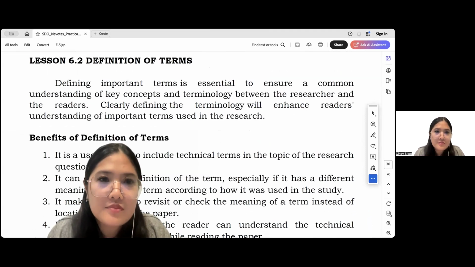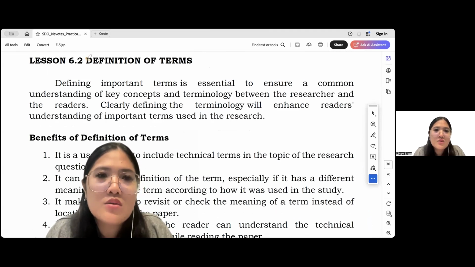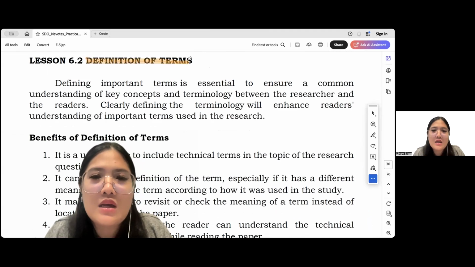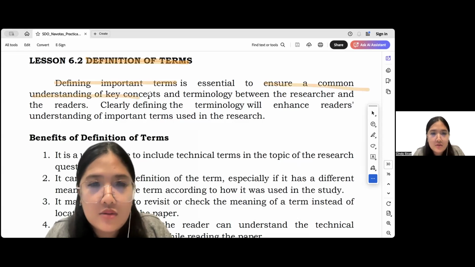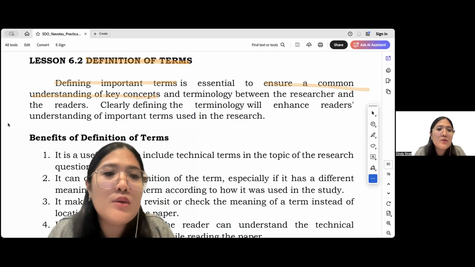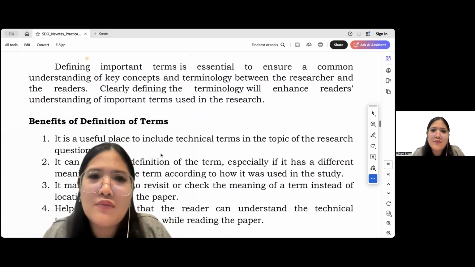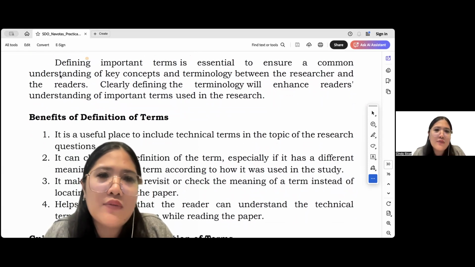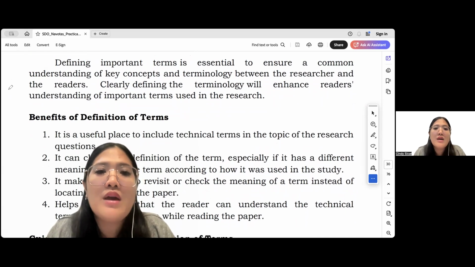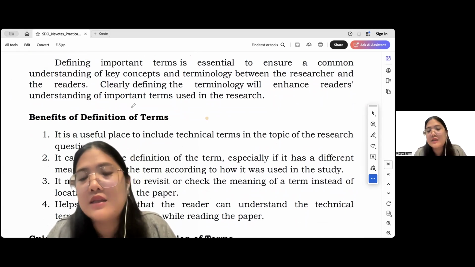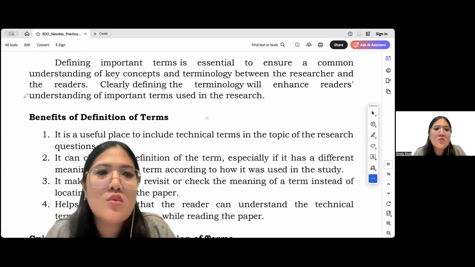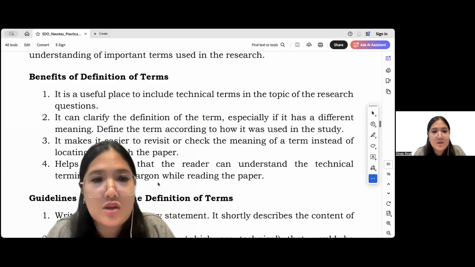So after that, we have the definition of terms. So this may be a part that is seen to be kind of easy to do, but it's very important. It's very crucial to ensure that there's common understanding when it comes to the key concepts and terminologies between the researcher and the readers. Sometimes it may be something unclear for you. Why do we still have to define if it's common knowledge, if the definition of the word is already known? We have to ensure that the terminologies are clearly defined so that we are on the same page. So what are the benefits of having the definition of terms?